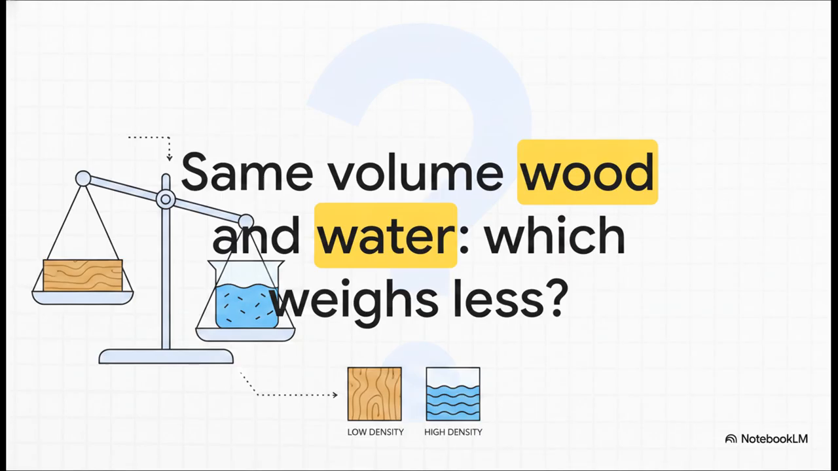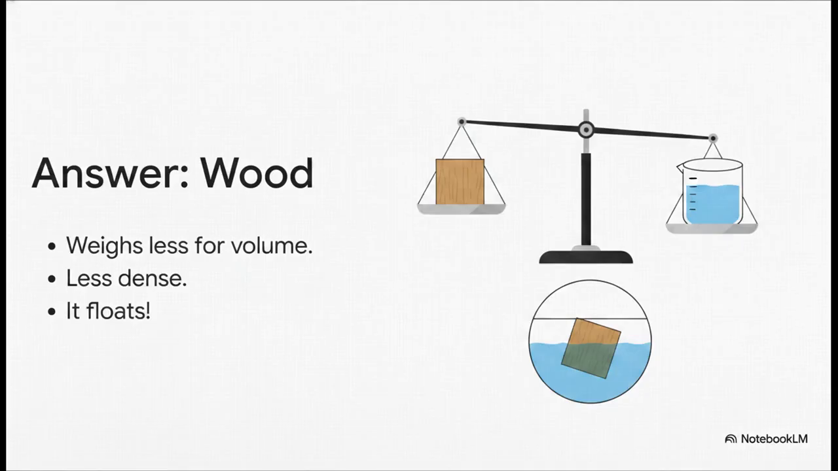If you compare equal volumes of wood and water, which one weighs less? A, the piece of wood. B, the volume of water. C, both weigh exactly the same. Or D, wood is always heavier. Yaad kare will beam balance wala visual experiment we just looked at. And the correct answer is A, the piece of wood. It weighs less for the exact same volume of water. Because its mass is lower for the same volume, it clearly means it is less dense. And the practical result? It floats.